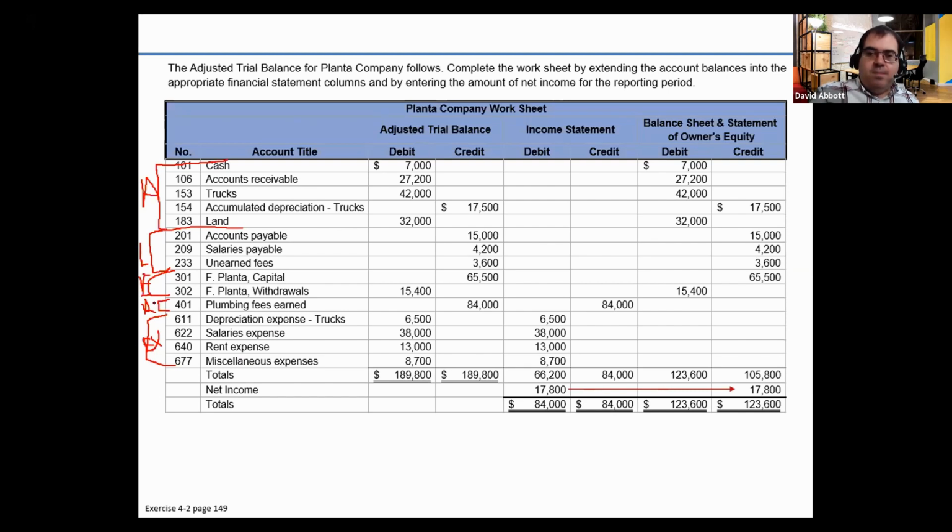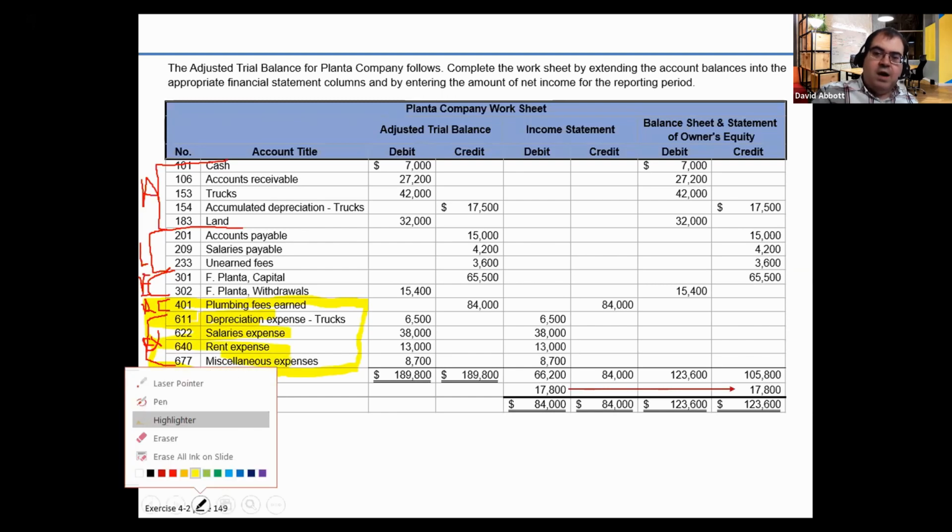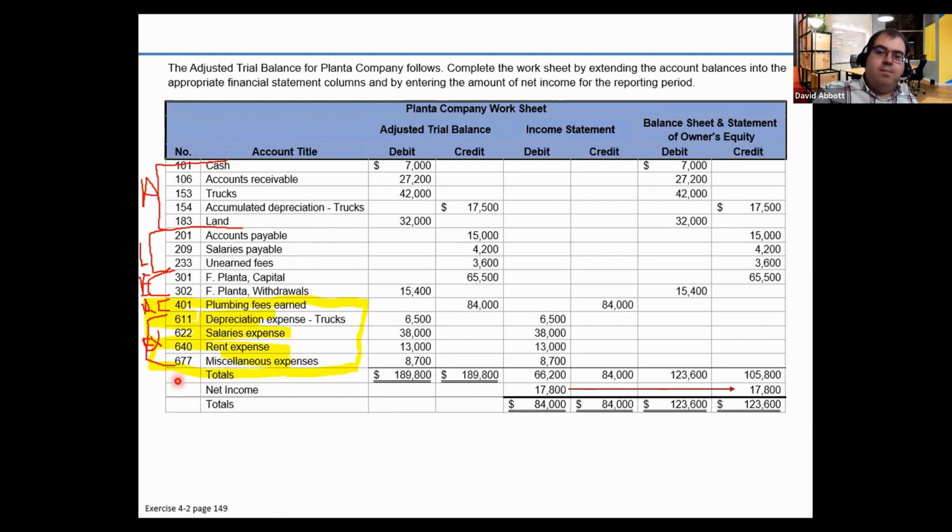Let me see if I can get a different color or a highlighter. Let's do that. So all of these, and I'll just highlight a yellow box here, all of these would be part of income. What's in the box that I'm highlighting in yellow? Okay. So you just have to know what you're talking about in terms of if it is an asset, a liability, an equity, or if it's part of the income statement. So thank you for asking, because that's a very valid question.